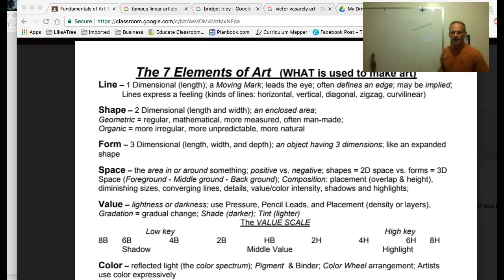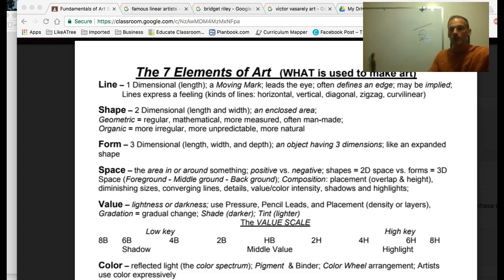Lines often define edges. If I ask you to draw a portrait or a picture, most people would start with lines, outlining the objects, whatever they may be, that they're going to draw. So we say that lines often define edges. We'll take a look at how that works here shortly.